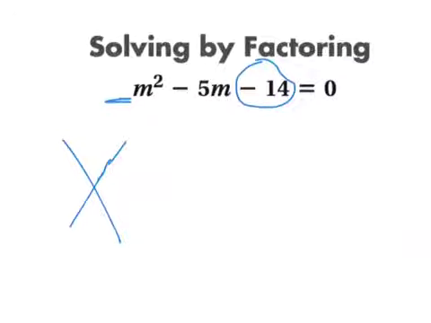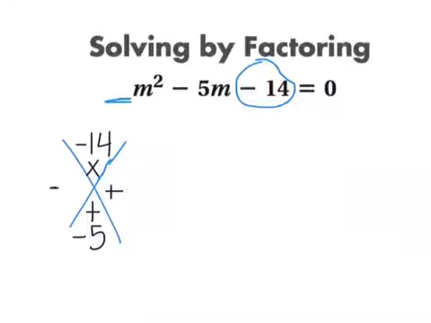Remember, in the box method, the top box is the third term, what we need to multiply to get negative 14. And the bottom triangle, I shouldn't say box, is what they need to add together to get negative 5. Since that third term is negative, I need one positive and one negative. And since this second term is negative, my bigger number needs to be negative.